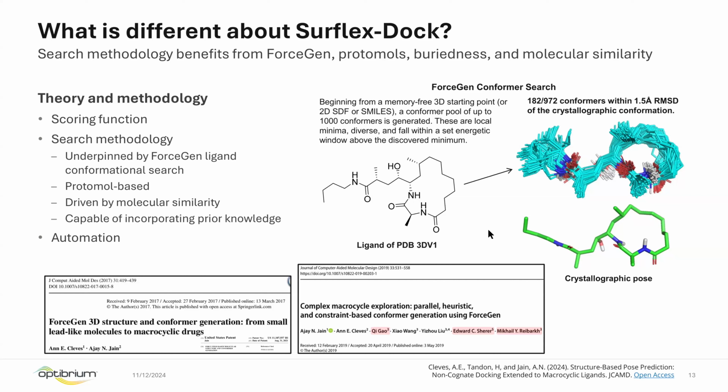If we take a macrocycle like this BACE inhibitor here from 3DV1, and generate 3D conformations using ForceGen, I'm showing you 182 of the roughly 1,000 conformers generated here, compared with the crystallographic pose. These are all within an angstrom and a half of the crystallographic conformation, which gives us a lot of shots on goal when we're docking these things into, say, a non-cognate BACE site. We want to make sure that we have a lot of opportunities to fit and then do some optimization afterwards. So using ForceGen is a big thing, and it's a different approach than we had started with way back 30 years ago.